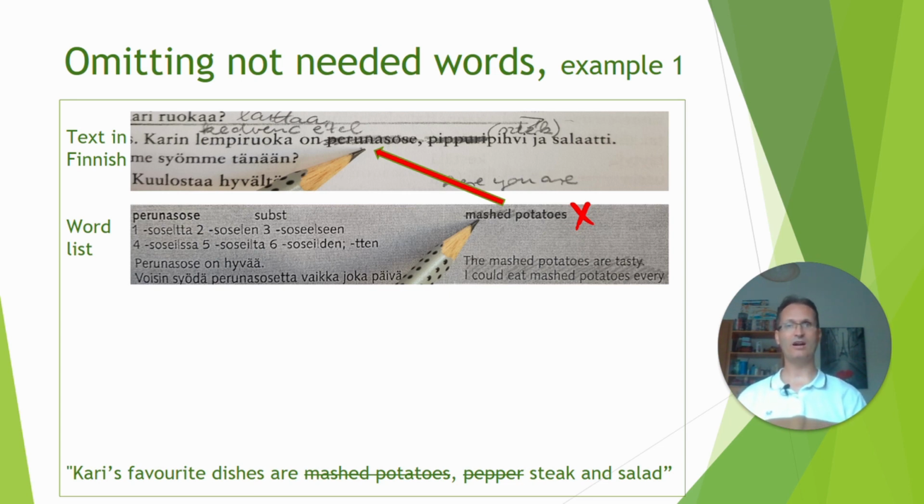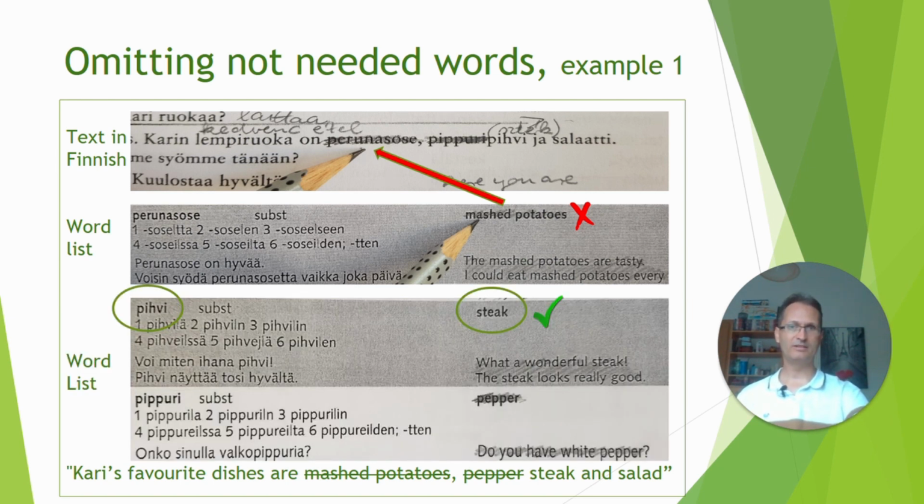Okay, so potatoes are important words. I've learned it earlier, so I will not touch it. However, mashed potatoes is not important for me, so I cancel it. Another word is steak, which is important. I keep it. But pepper steak, so pippuri, pihvi, together seems not so important, so I strike the word pippuri through. So my final sentence will be Kari's favorite dishes are potatoes, or even without potatoes, favorite dishes are steak and salad.